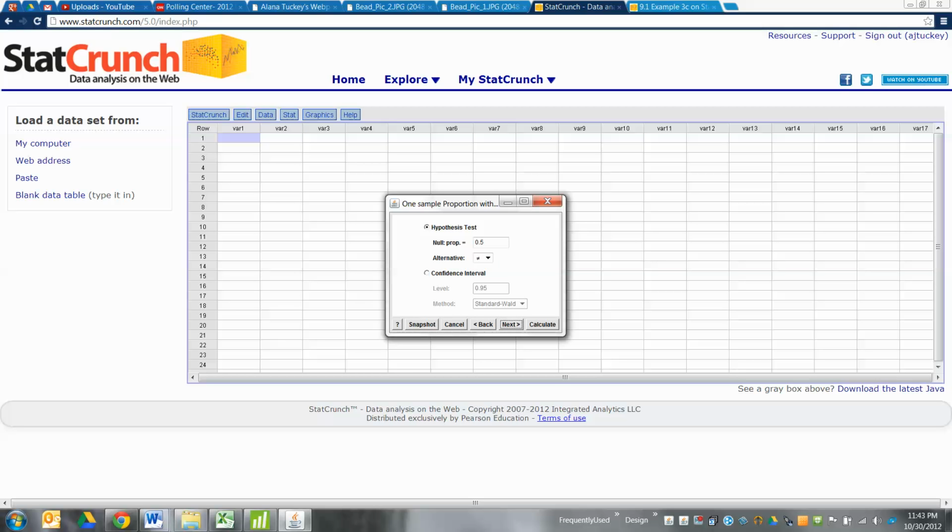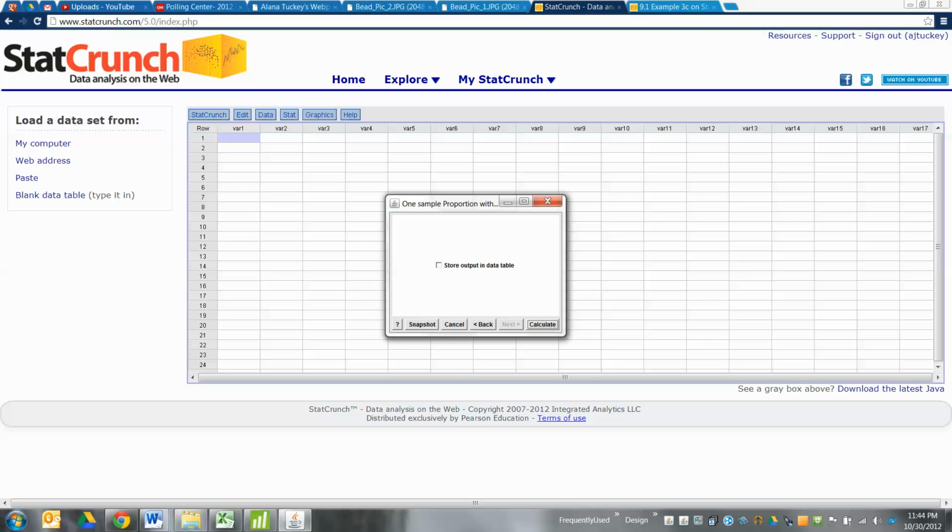Click Next, and it's going to ask you what you want to do. Do you want to do a hypothesis test, which is Chapter 10, or a confidence interval? We want a confidence interval. What confidence level do you want? Well, we want 0.95, and we're going to do the standard Wald. So we'll just leave it like it is and click Next.